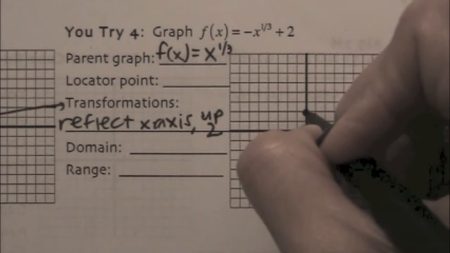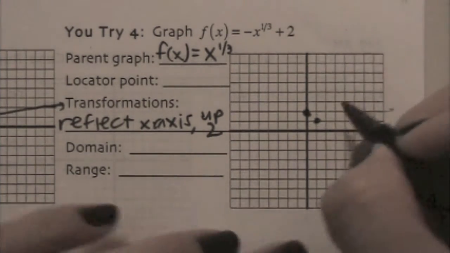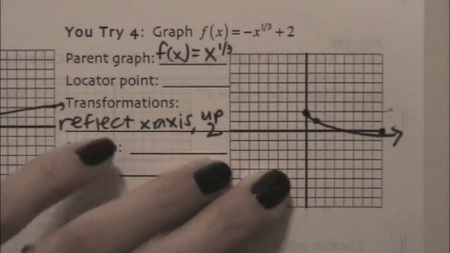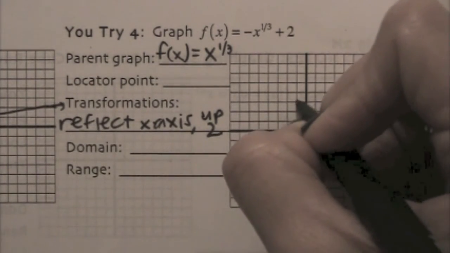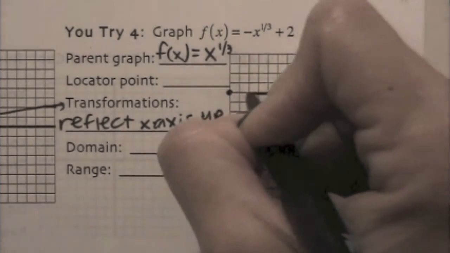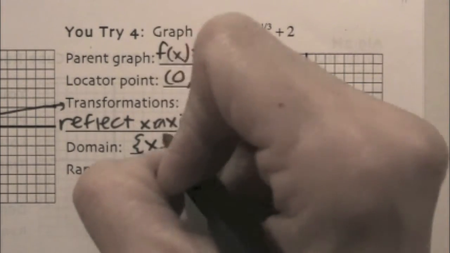Go back to this locator point, go right 8, down 2, and connect those points. In the other direction, we're going to do the opposite. We're going left 1, up 1, left 8, up 2. Locator point is 0, 2, and domain and range are all real numbers.